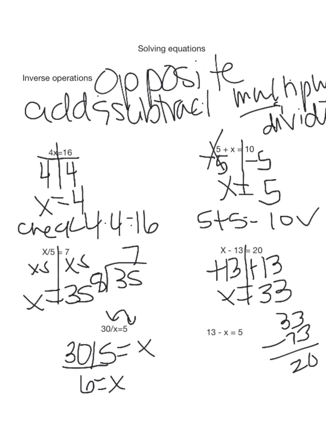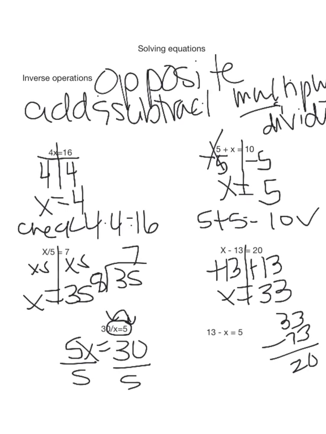Or I can flip-flop it and say 5x equals 30, because 5 times x is 30. And then I divide by 5 on both sides, which is what we just did, and x is equal to 6.